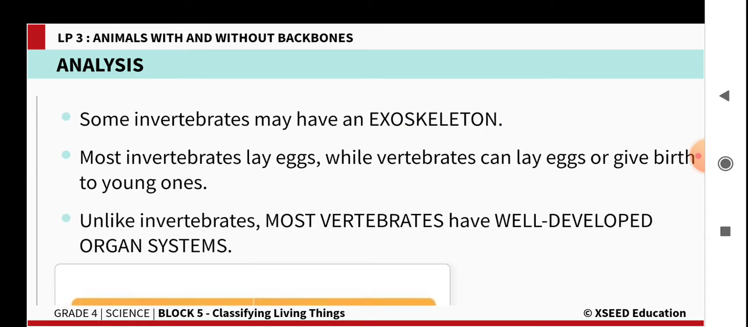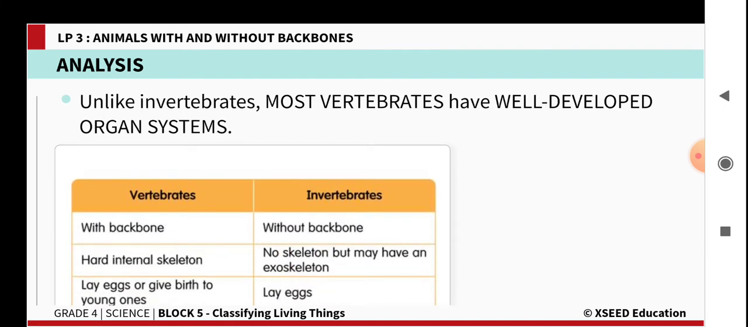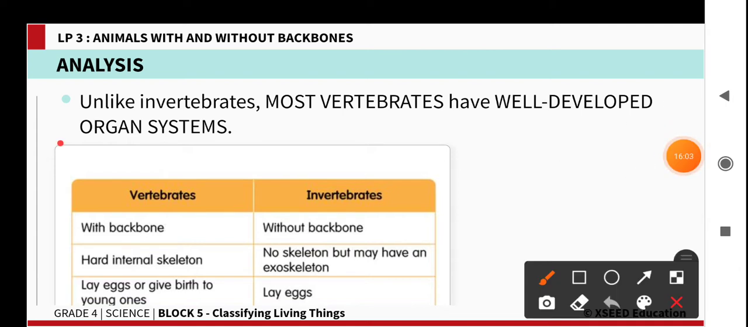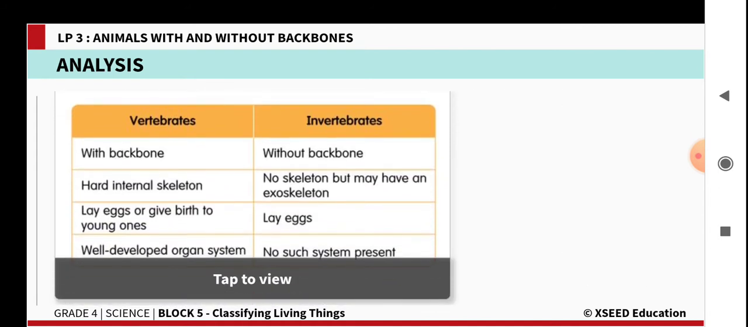Understood? So unlike invertebrates, most vertebrates have well developed organ systems. That means most vertebrates have different organ systems like the digestive system, respiratory system, transport system, and so on. Developed organ systems are present in vertebrates. That is also one of the features of vertebrates.